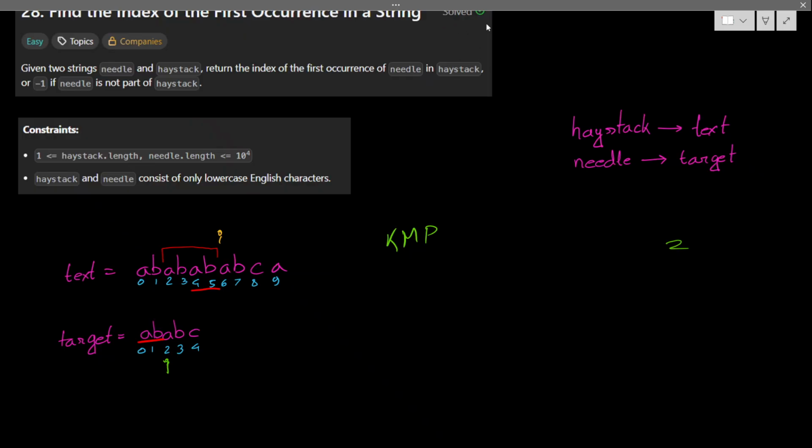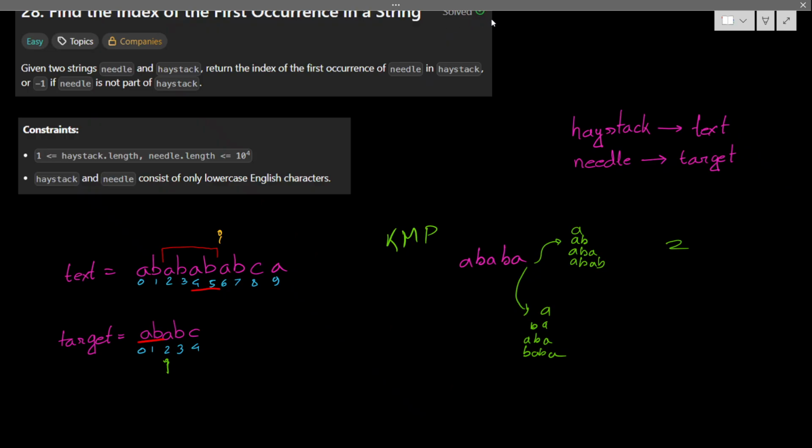Let's take another example. Let's say A, B, A, B, A. So what are the prefixes and suffixes in this case? Prefixes are A, then A, B, then A, B, A, then A, B, A, B. The suffixes are A, B, A, B, A, then B, A, B, A, and so on. These are the prefixes, these are the suffixes.